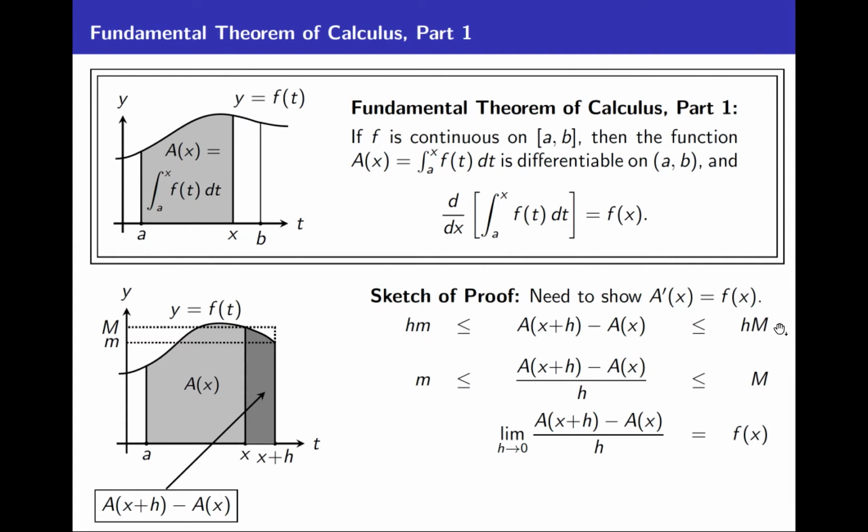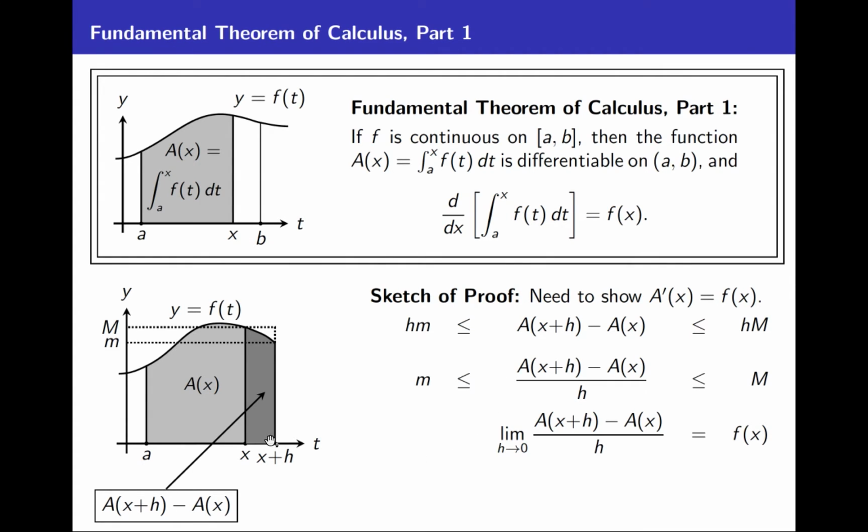And the next thing we're going to do is take that inequality and divide all three parts of it by h. So we get m is less than or equal to A of x plus h minus A of x divided by h, less than or equal to big M. And you can see why we're doing this, because now we're getting down to an expression in this derivative.